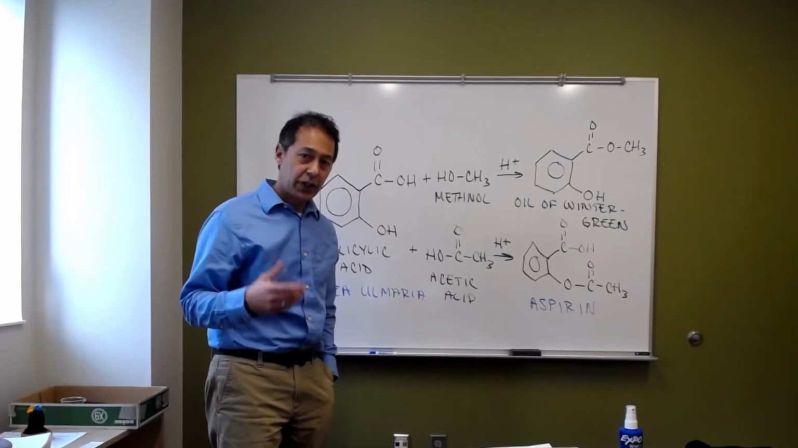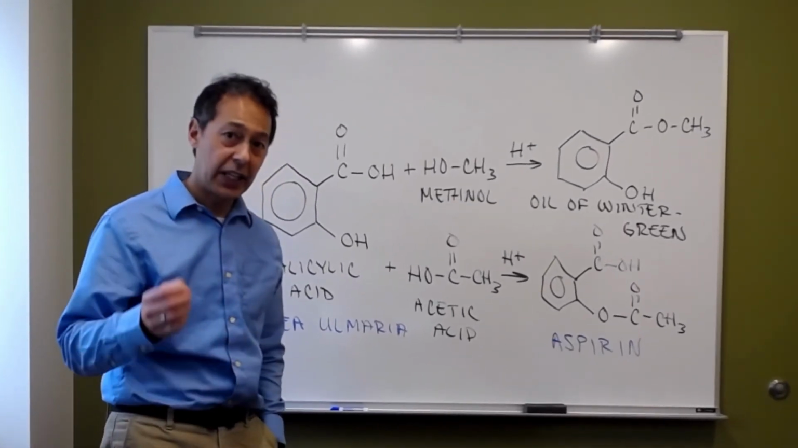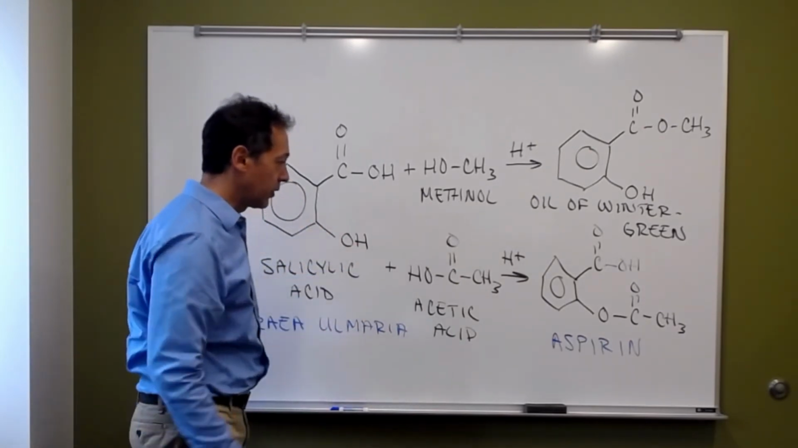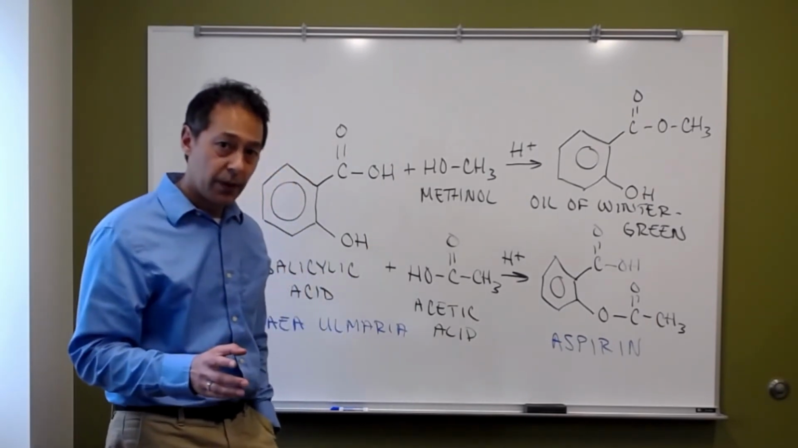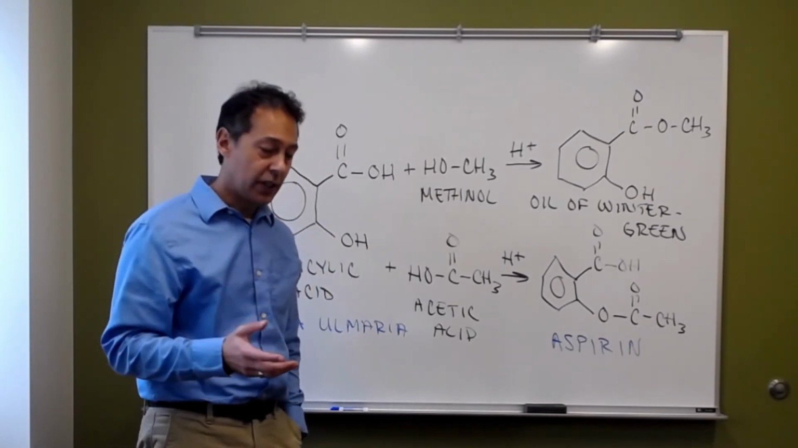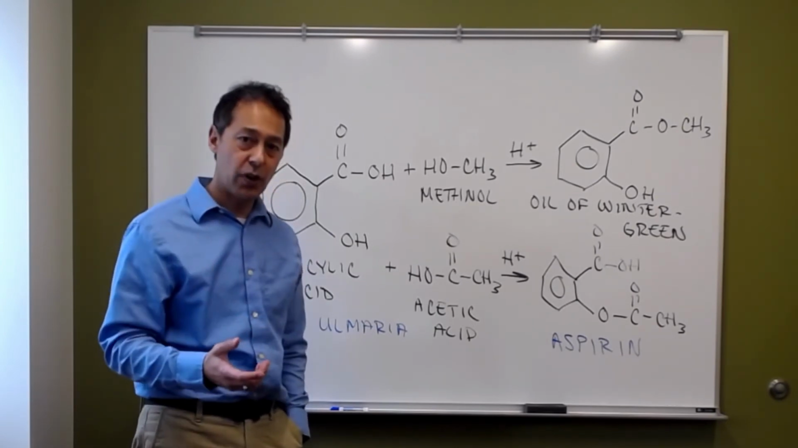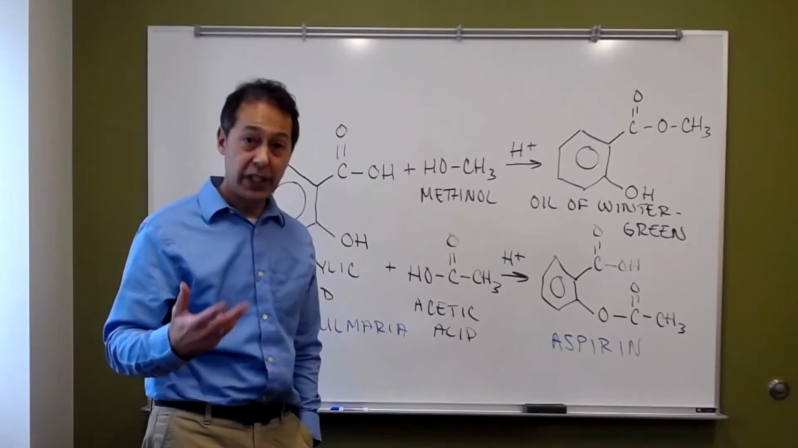So one other curious side note on all of this acetylation, taking acetic acid and combining it with a molecule like this and creating an ester. There's another molecule that has an interesting structure, and that is morphine. And so here is the structure of morphine. And morphine is a very strong analgesic. It's a pain reliever, and it's also rather addictive.